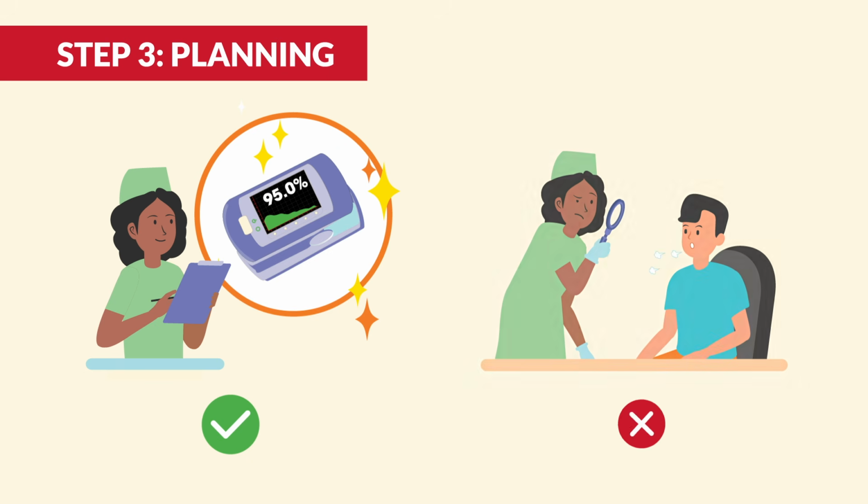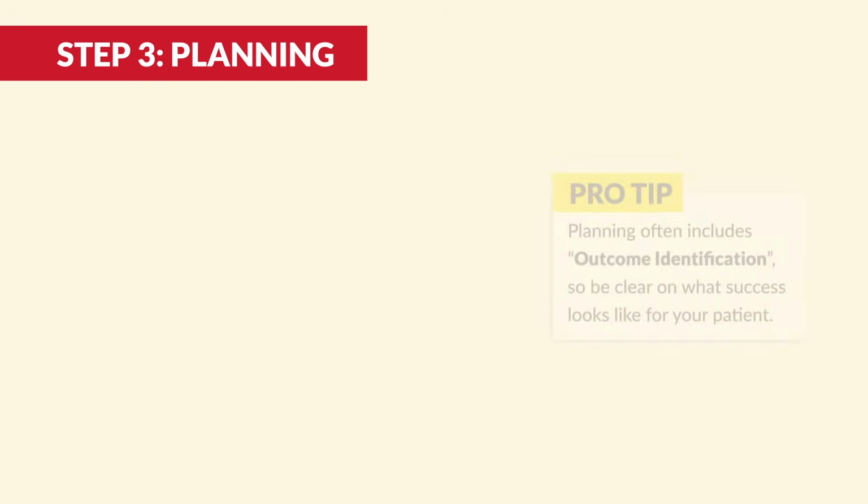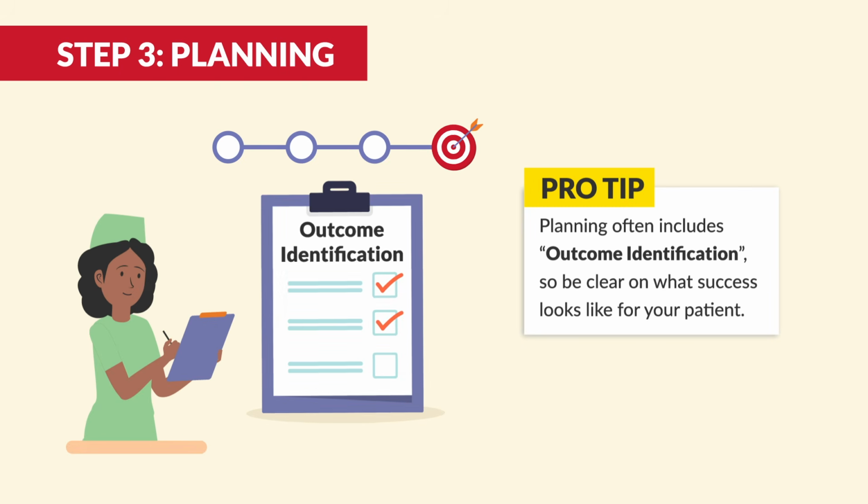hours. A not so great example is the nurse will monitor patient breathing. That one is way too vague and nurse focused, not patient focused. So quick pro tip, planning often includes outcome identification. So always be clear on what success actually looks like for your patient.